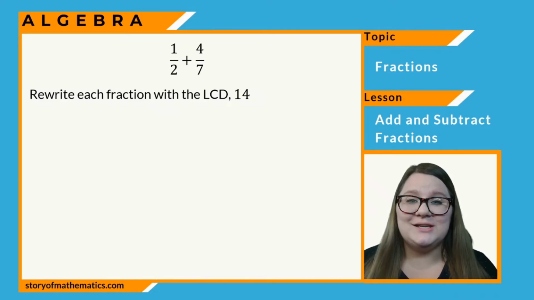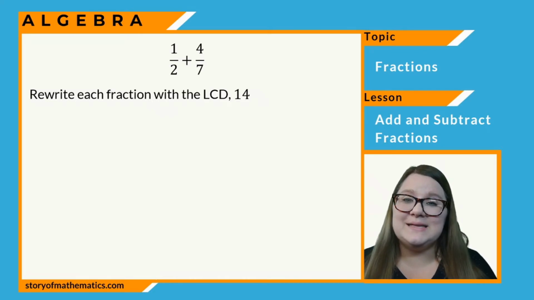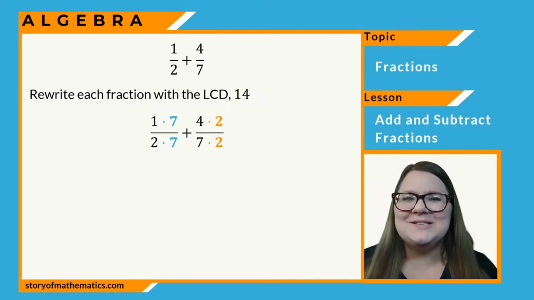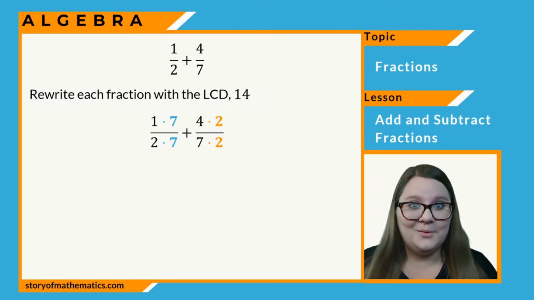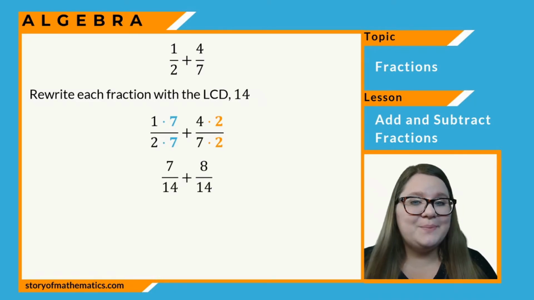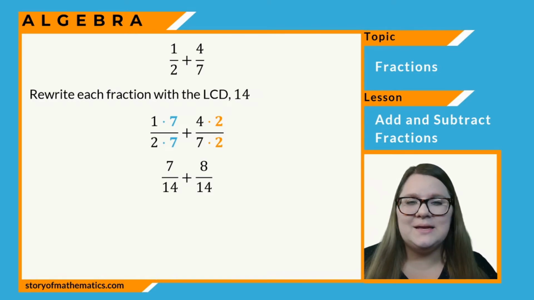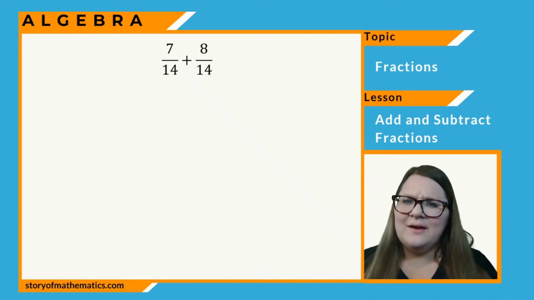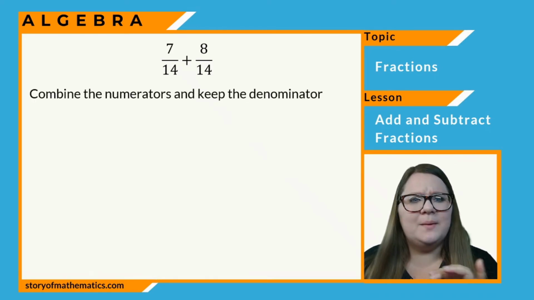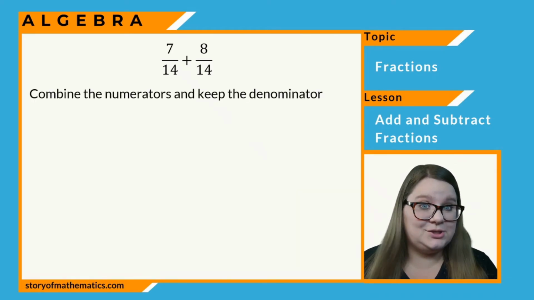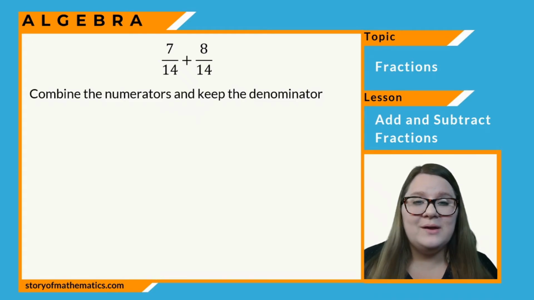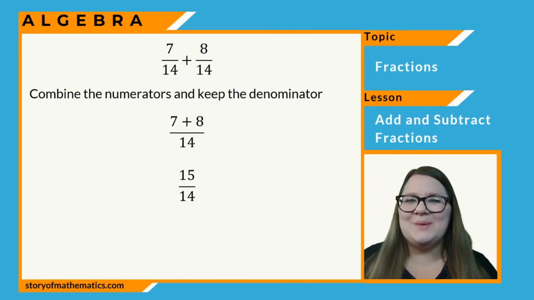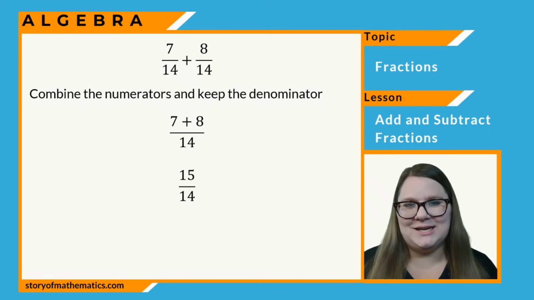And for my second fraction, to make it 14, I'll have to multiply that 7 by 2. But again, what you do to the bottom, you do to the top. So when I do that multiplication for each fraction, this problem becomes 7/14 plus 8/14. So if I have that, I'm now going to be able to combine the numerators by addition and keep the denominator. Now, 7 plus 8 is going to be 15. So that gives me 15 over 14.